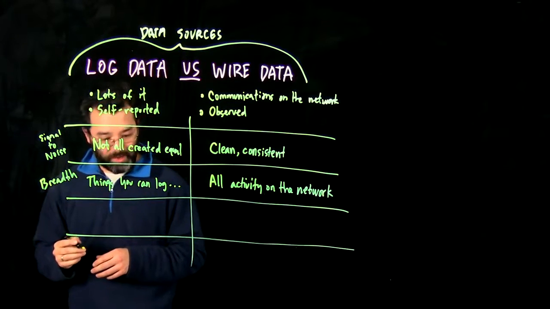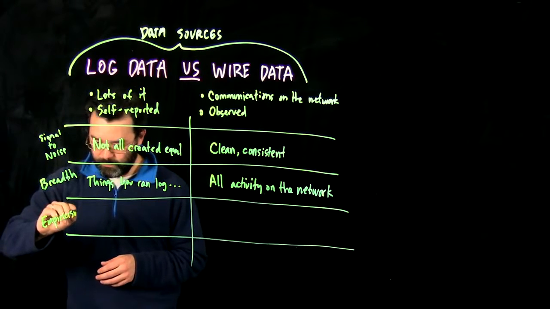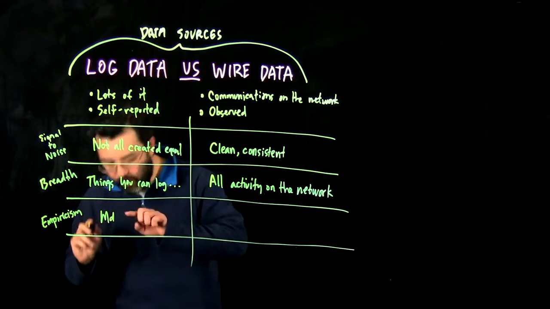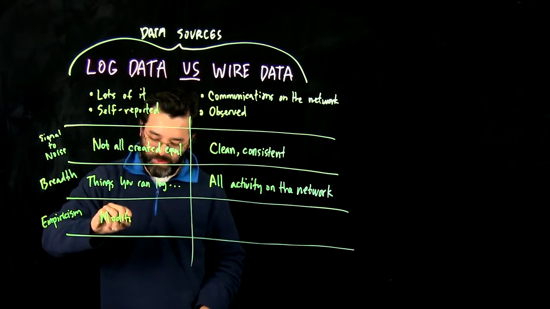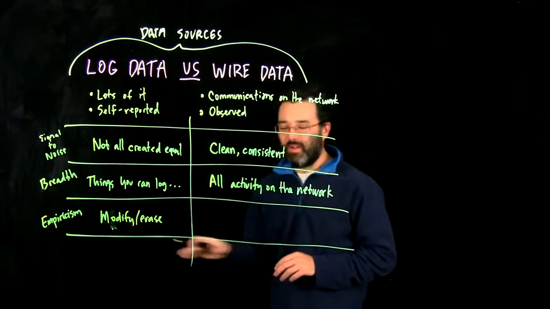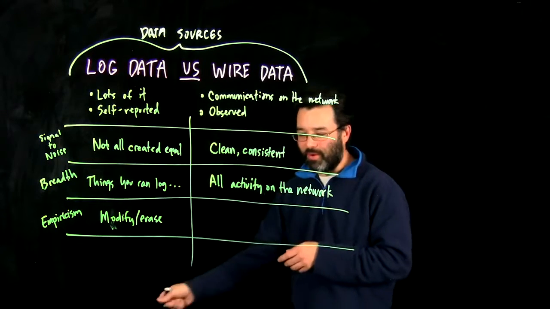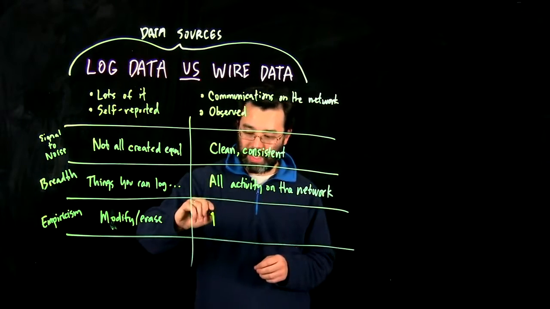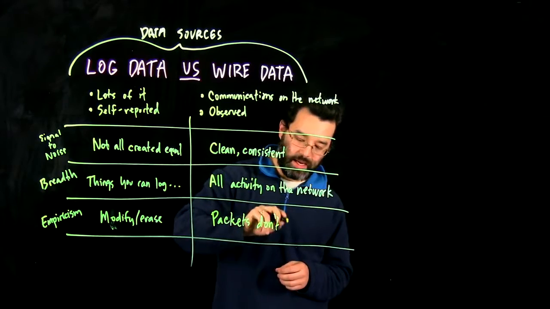The third category that I want to look at is what I'm going to call empiricism. How much can you trust it? If you're an attacker worth your salt, the first thing you do when you gain root access to a system is you're going to modify or erase the log files, kind of like wiping away the digital fingerprints or cleaning up your tracks. Whereas with wire data, there's an adage in IT that says, packets don't lie.